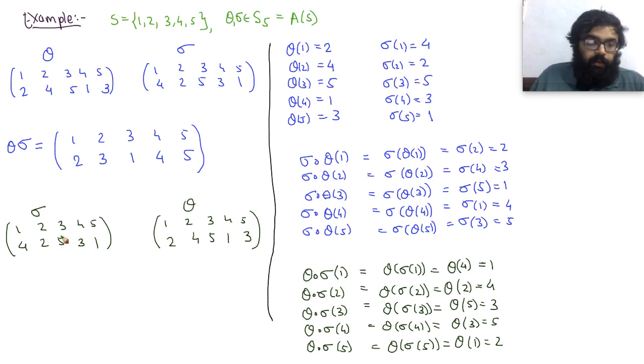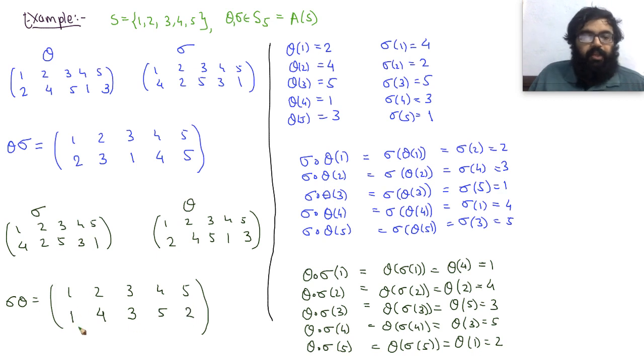But when we are reading in terms of permutation, we read from left to right, and so we write sigma first because here sigma is applied first, and then theta. So what is sigma theta here? 1, 2, 3, 4, 5. So 1 goes to 4 by sigma and then 4 goes to 1, so 1 goes to 1. 2 goes to 2, 2 goes to 4, so 2 goes to 4. 3 goes to 5, 5 goes to 3, so 3 goes to 3. 4 goes to 3, 3 is mapped to 5, so 5. 5 is mapped to 1, 1 is mapped to 2, so 2.